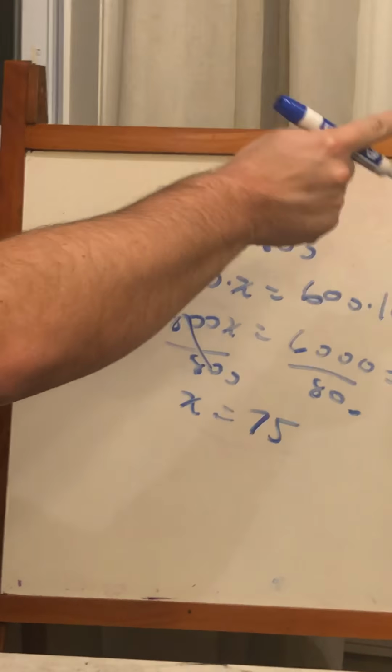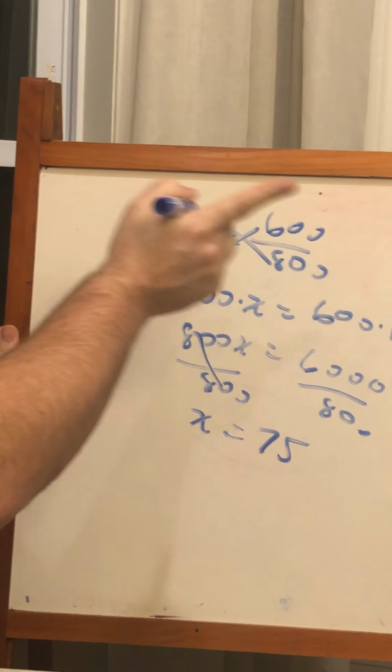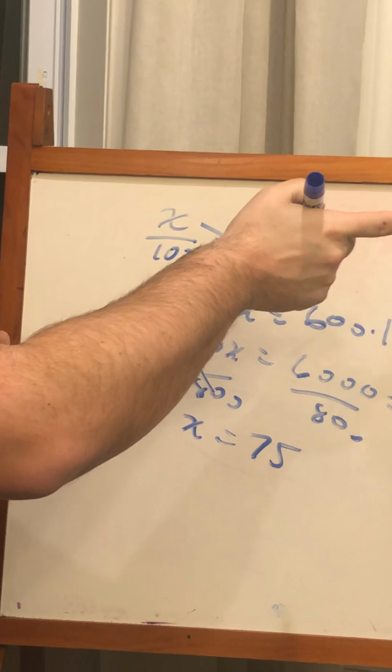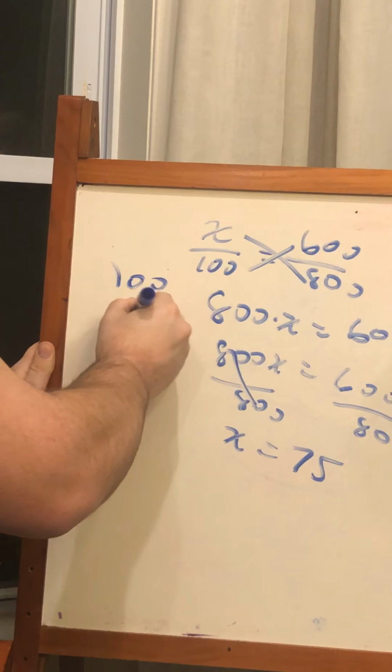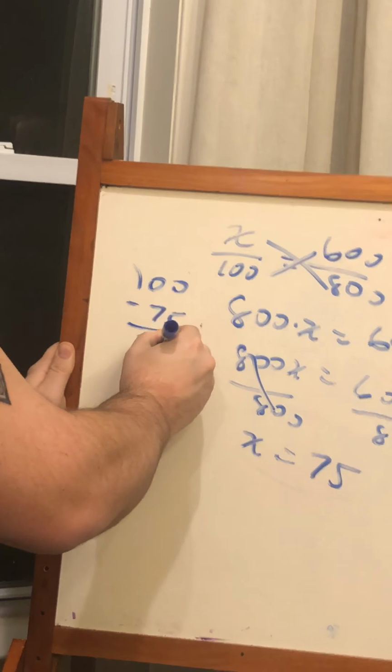We want to know how many didn't like it. Well, what percent is the total? What's the best grade you can get on a test? 100. But if 75 like it, we subtract and find that 25% did not like it.